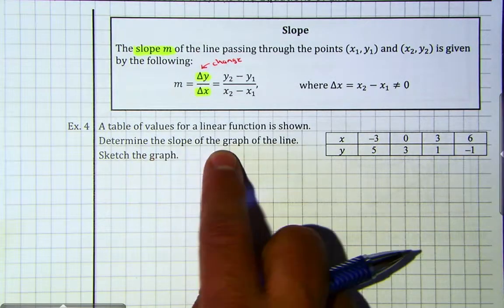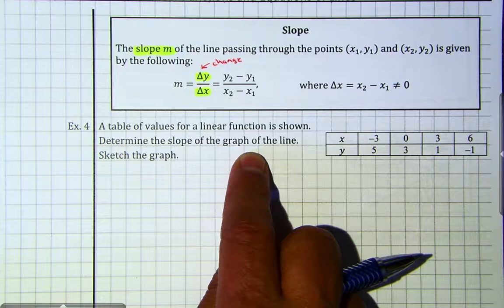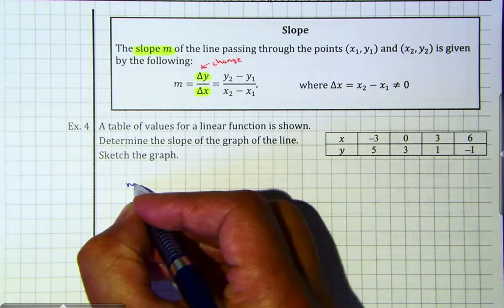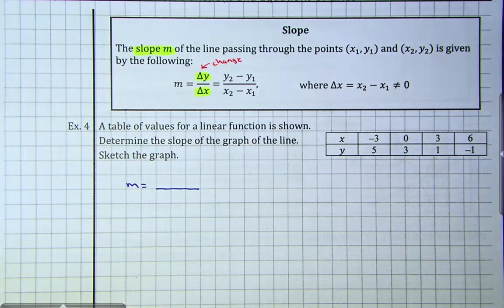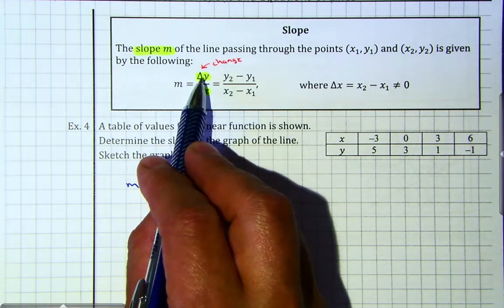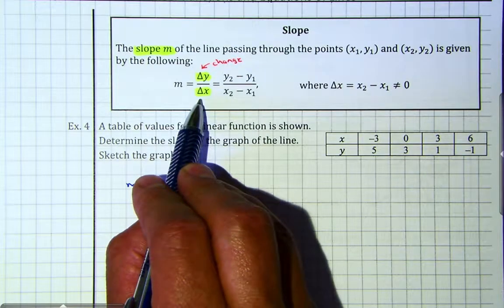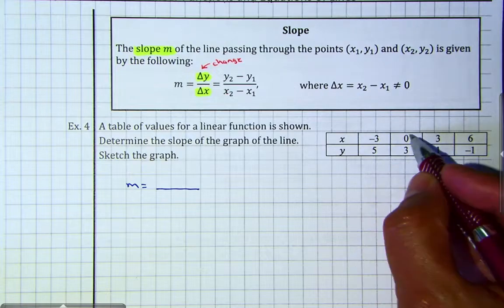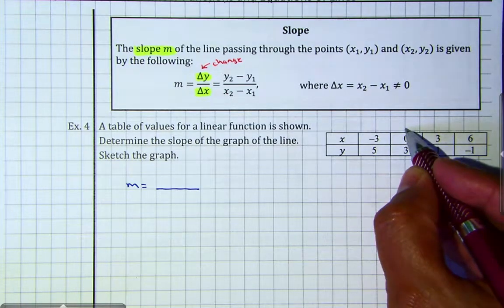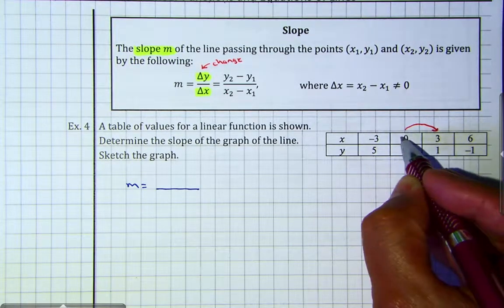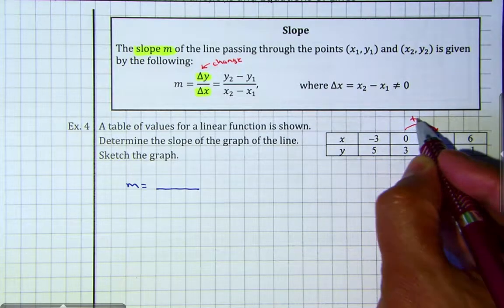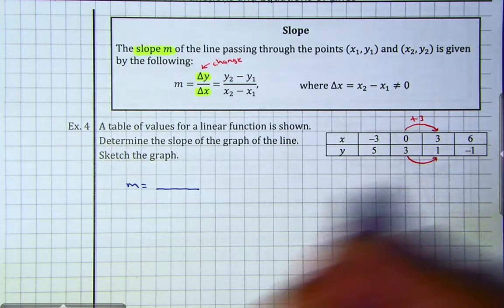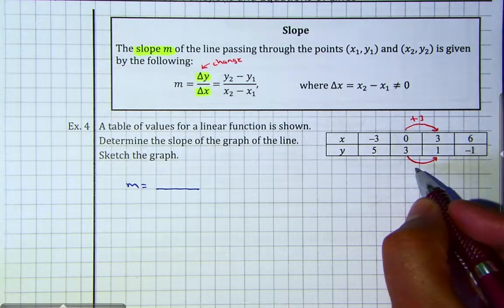So a table of the values for a linear function is shown. Determine the slope of the graph of the line. Now we can use the formula to find the slope, correct? But we can also say, I know that slope is the change in y over the change in x. If I look from any points, I can go from the second one to the third. What is the change in x? It increased by 3.